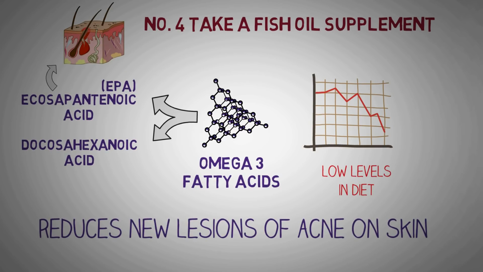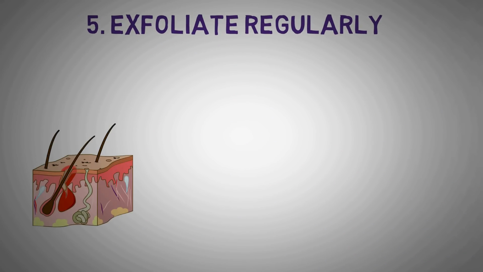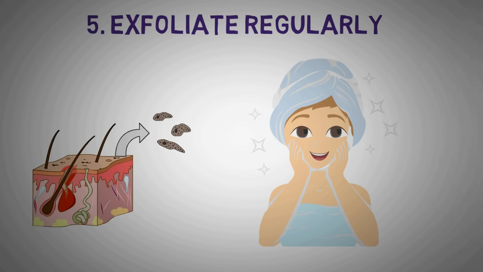The number 5th tip that you can follow in your home is to exfoliate regularly. Exfoliation is a process of removing the top layer of dead skin cells, and it can be achieved mechanically by using a brush or scrub to physically remove the cells. Alternatively, it can be removed chemically by applying an acid that dissolves them. Exfoliation is believed to improve acne by removing the cells that clog up pores. It is also believed to make acne treatment for the skin more effective by allowing them to penetrate deeper once the topmost layer of skin is removed.